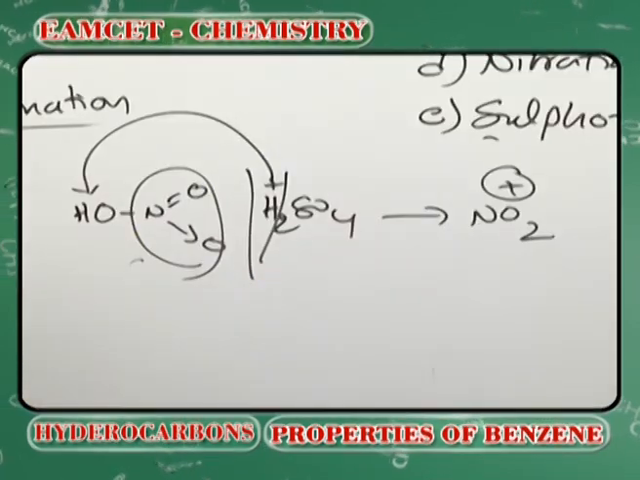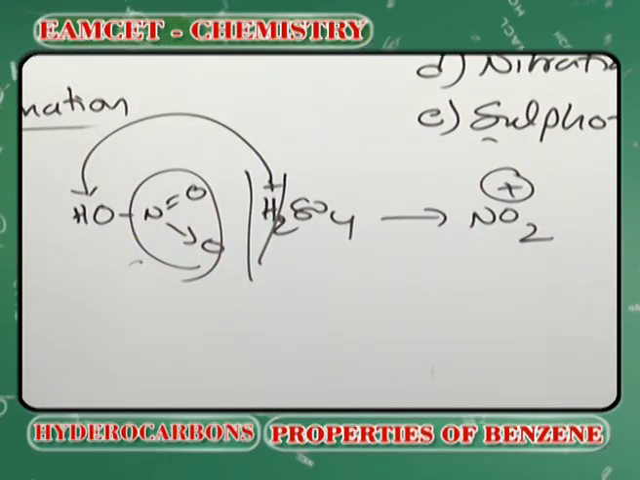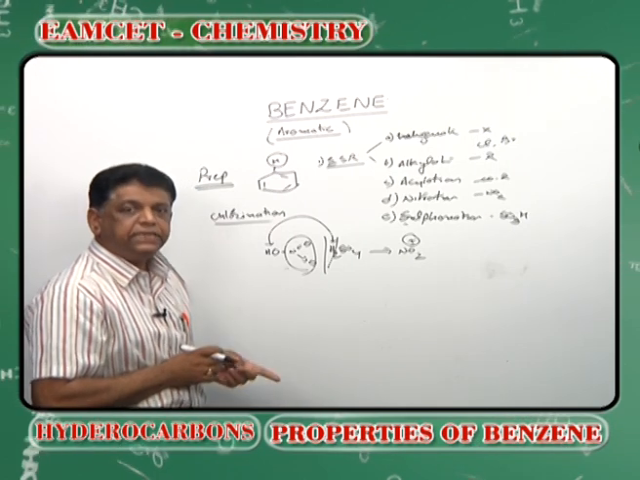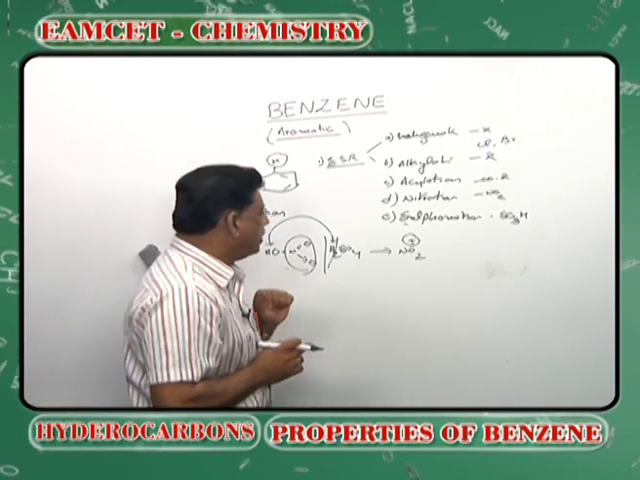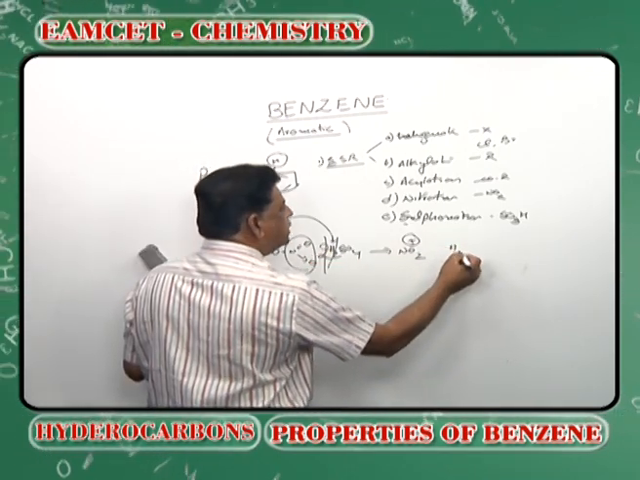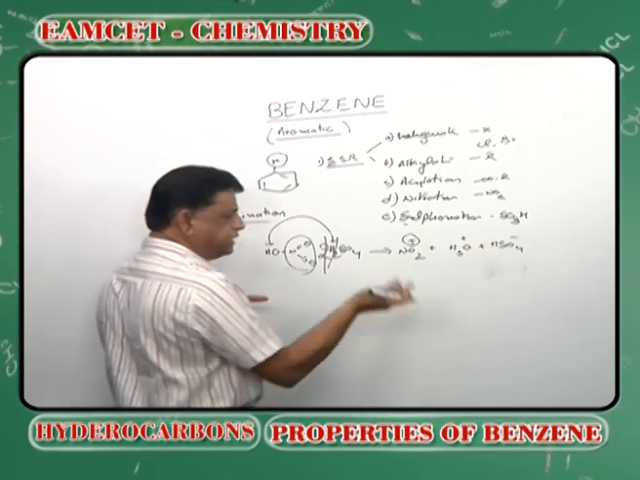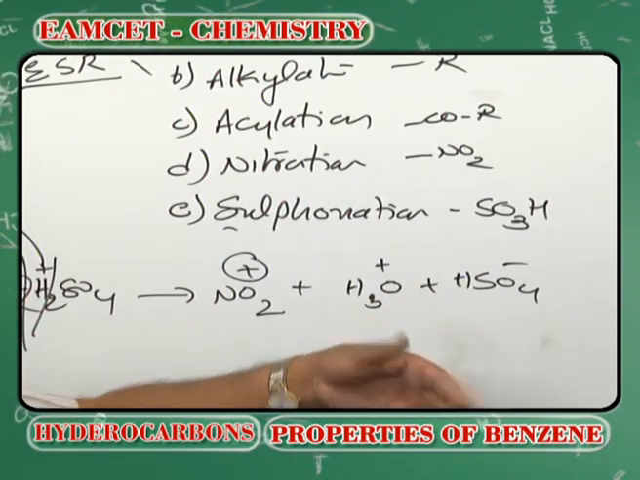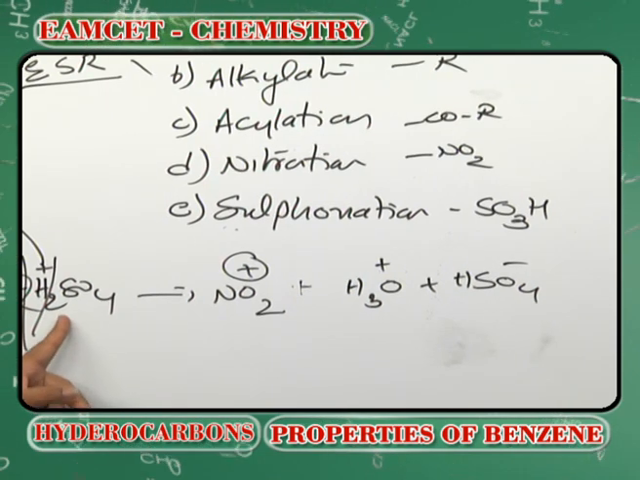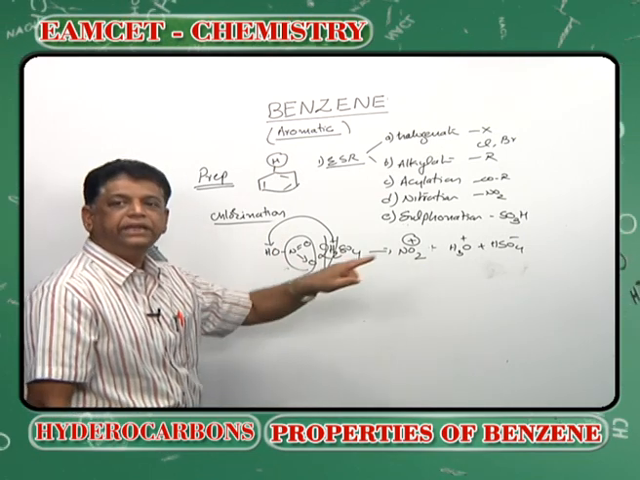So, a question may be asked: what is the attacking species in nitration? NO2 plus. What is the attacking species in chlorination? Cl plus. Alkylation, R plus. Acylation, RCO plus. Nitration, NO2 plus. The rest will become H2O with the two molecules. If you take it, it will become H3O plus and HSO4 minus. So the H liberated from the benzene goes to here and forms H2SO4, but the net attacking species will be this one. Again, the catalyst is sulfuric acid. This supplies a proton so that water comes out and NO2 plus is generated.